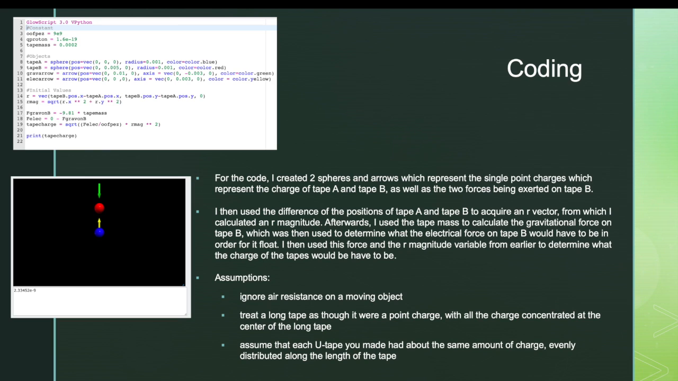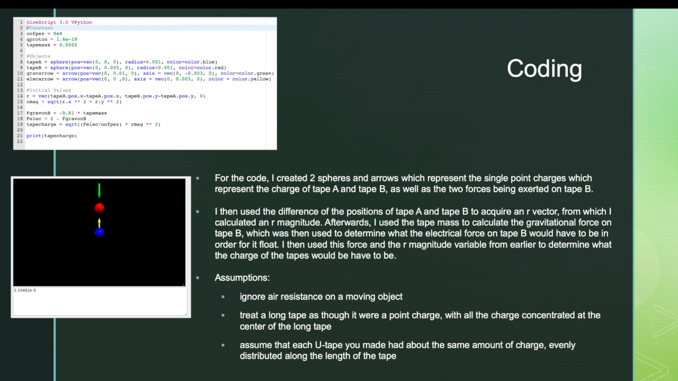Afterwards, I used the tape mass to calculate the gravitational force on tape B, which was then used to determine what the electrical force on tape B would have to be in order for it to float. I then used this force and the R magnitude variable from earlier to determine what the charge of the tapes would have to be. Here, you can see that it comes out to around 2.33452e-9, which is approximately what I had in my own calculations.